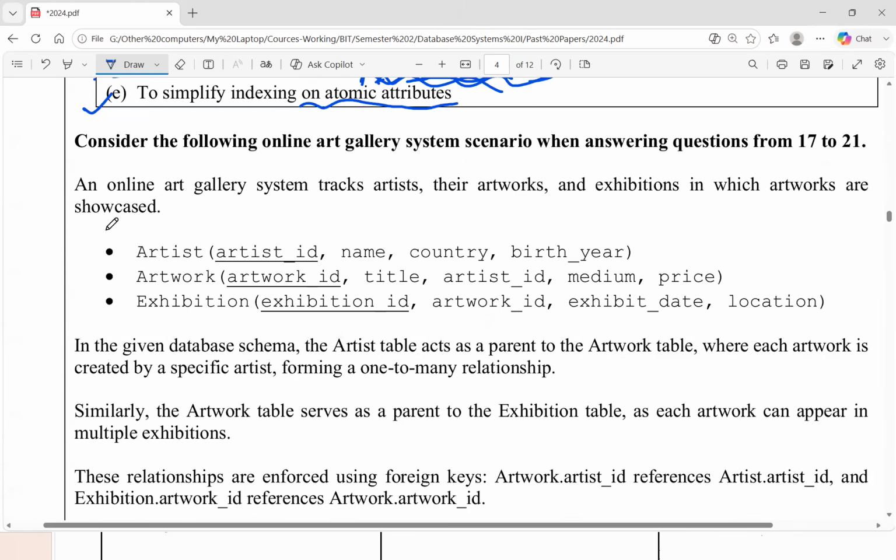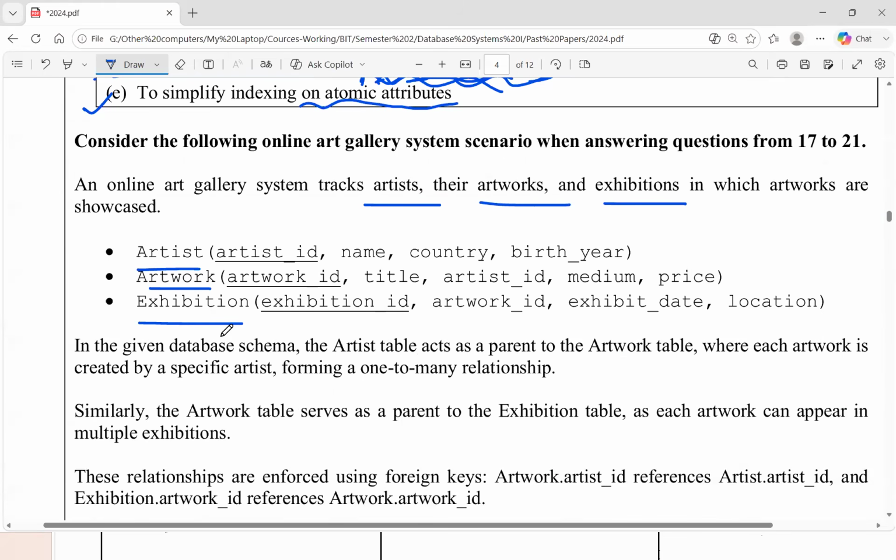17 to 21, we need to use this. An online art gallery system tracks artists, their artwork, and exhibitions in which artwork are showcased.